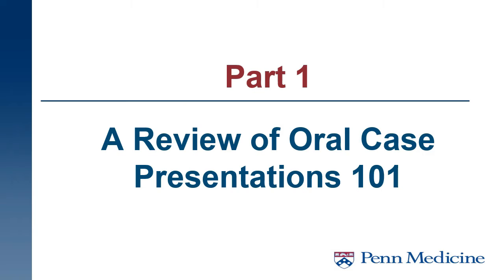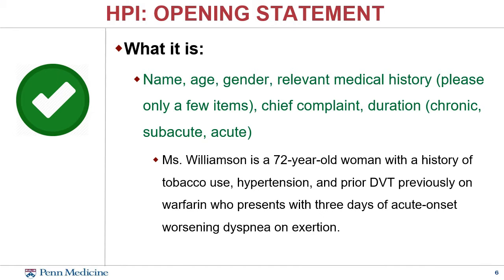All right, so let's go over a quick review of Oral Case Presentations 101. And these are really going to be your person coming from the emergency room and getting admitted up to the inpatient floor. All right, so starting with the HPI opening statement. What is this? You're going to give the name, the age, the gender, the relevant medical history, the chief complaint, and the duration. So remember that for the relevant medical history, you're not trying to give an exhaustive list of all the things they've had done before, just the things that are actually going to pertain to you proving or disproving your hypothesis of the diagnosis of why they're coming in. The duration can be chronic, subacute, acute, or acute on chronic, for example.